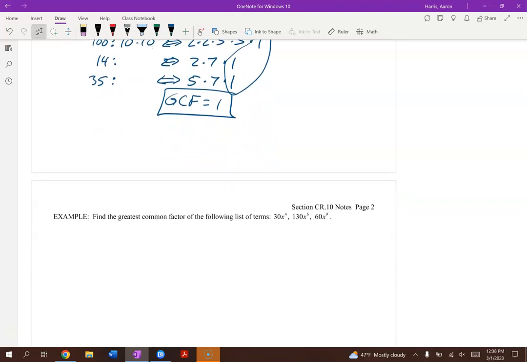Still with some x's now. So break down the 30x to the 4th. That breaks down as 2 and 15. There's all the primes, 2, 3, 5, and then 4 x's. 130, what's that, 10 and 13? So here's my 10, there's my 13, and that's 6 x's.